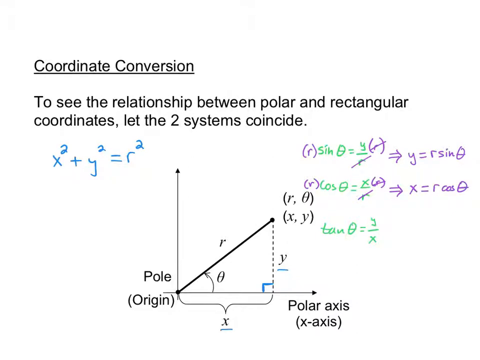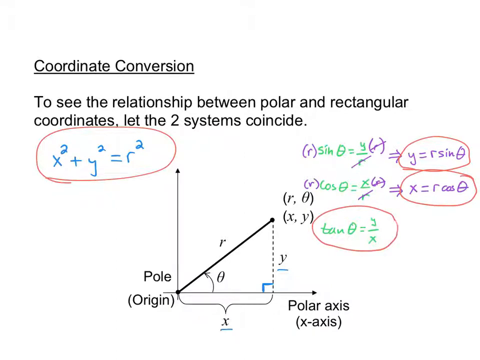So I'm going to take all of these pieces of information and put them together. I've got x squared plus y squared equals r squared, y equals r sine theta, x equals r cosine theta, and the tangent of theta equals y over x. Those four equations are going to show me how the two systems are related.